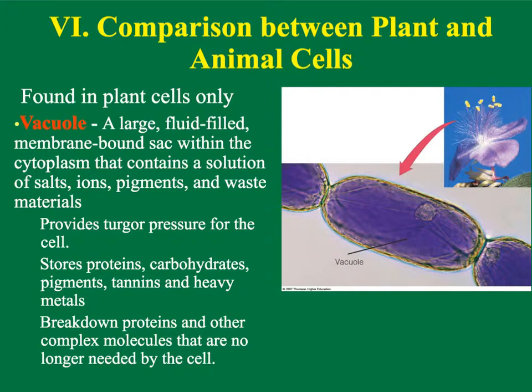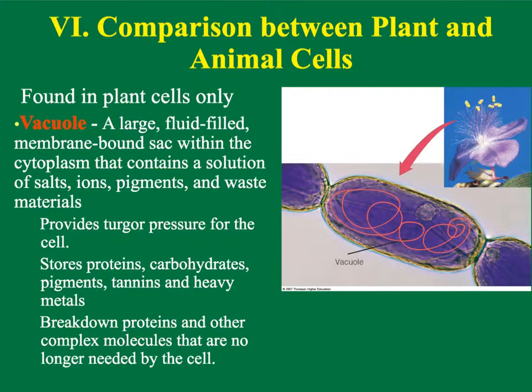Also, what's found in plants are vacuoles. These are a large fluid-filled, membrane-bound sac within the cytoplasm, and it contains a solution of salts, ions, pigments, and waste materials. Vacuoles may occupy about 90% of the cell volume, and in this figure you can see a pigmented vacuole of a staminal hair of spiderwort, and it dramatically conveys the size of the vacuole. So pretty much this entire thing is composed of a vacuole. The nucleus and cytoplasm are restricted to the very edge of the cell.